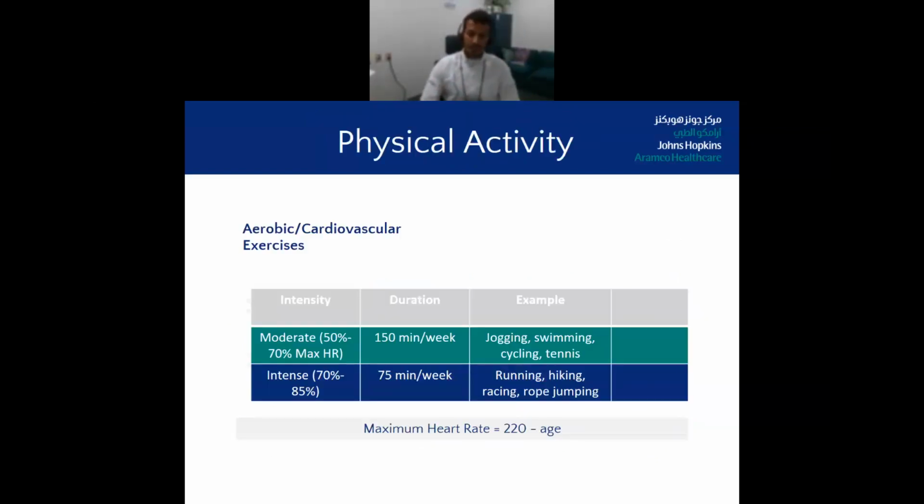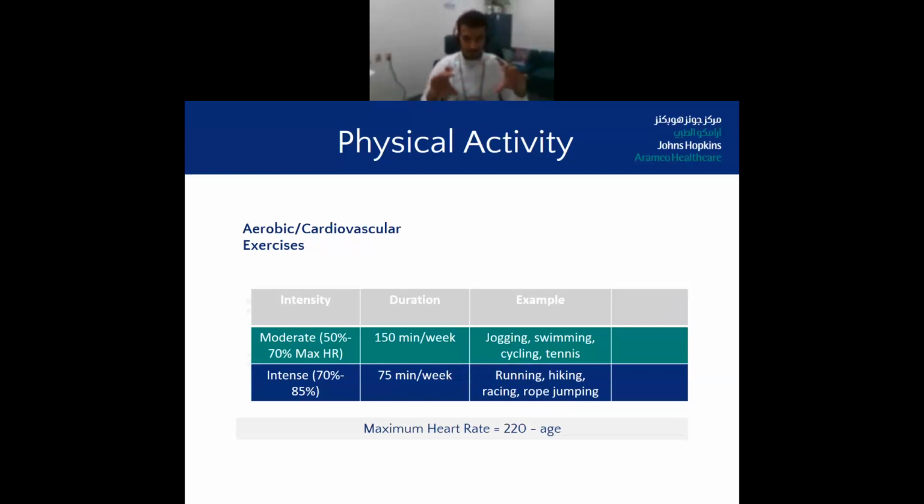So if we're talking about physical activity and trying to be more active, we should start by talking about aerobic or cardiovascular exercises. They help strengthen our heart, our lungs, and heart muscles. So aerobic exercise is one of the main physical activities that we should follow. The intensity varies. It could be moderate exercise, and it could also be intense exercise.